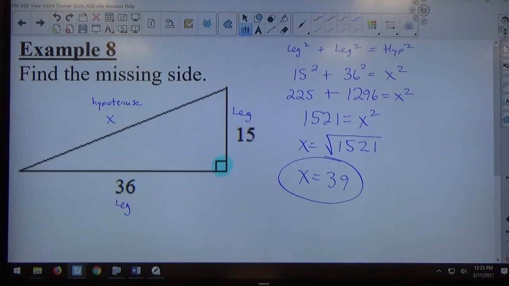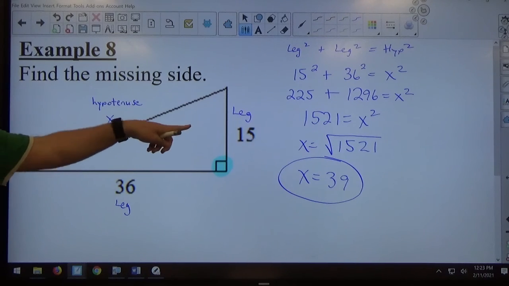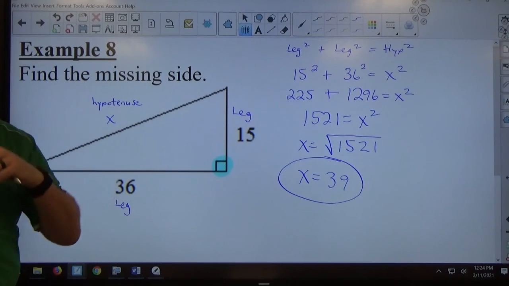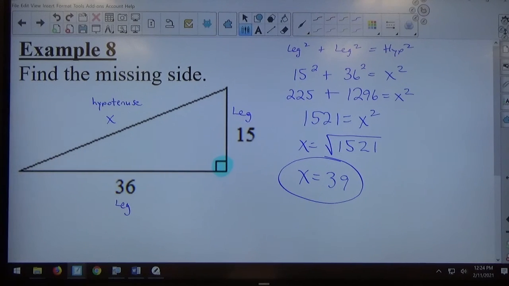So again, there's a missing hypotenuse. Pythagorean theorem is going to be used. In general, any right triangle problem you ever look at, if you know two of the three sides, the Pythagorean theorem can always find the third side every single time. So when you see a right angle, put that at the top of your list of things to look for. Can I use the Pythagorean theorem? Do I have enough information to use it?